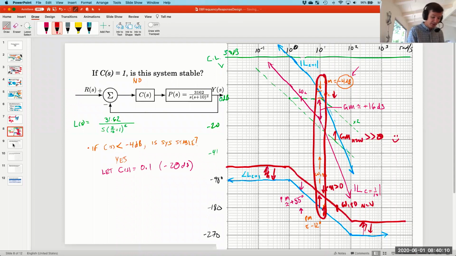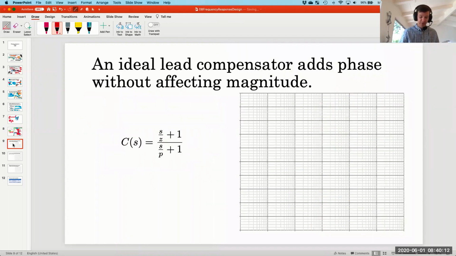Okay, so that's the motivation for what's called a lead compensator. And I know you've seen this before because we've all had lab together, but this is lead compensation from the frequency perspective rather than from the root locus perspective. So that's the idea, that an ideal lead compensator should add phase to a certain band, but not affect the magnitude. So let's see how that works. And a lead compensator looks exactly like this. A 0 and a pole.